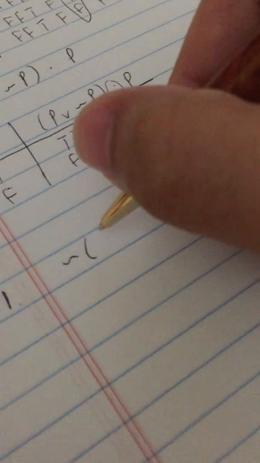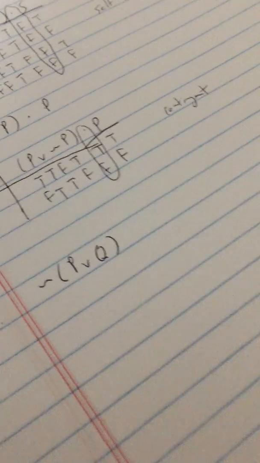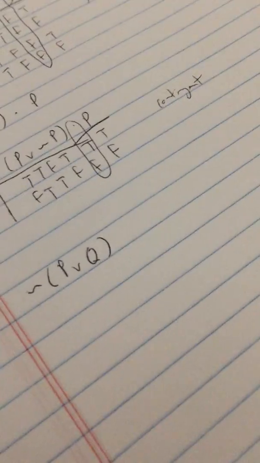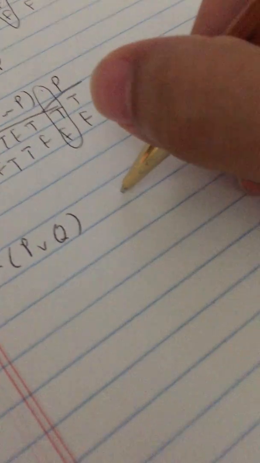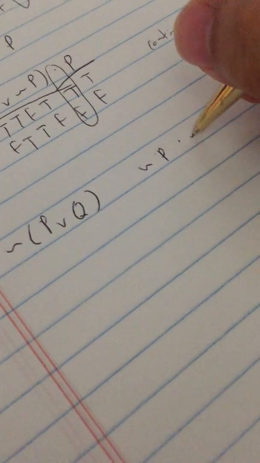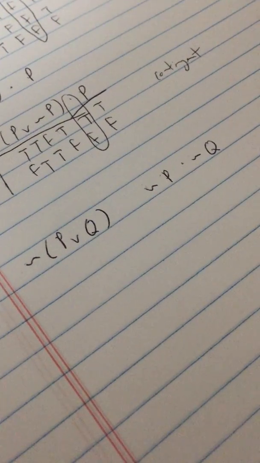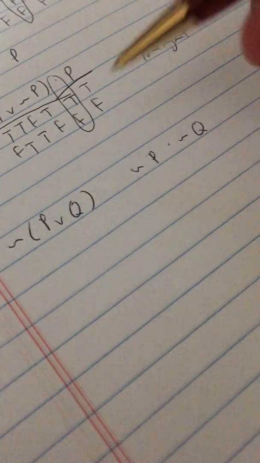So let's start with the first one. I am told to evaluate these two complex statements. First, not (P or Q). And then second, not P and not Q. Okay, we're going to see these in fact are equivalent. I can tell that already.